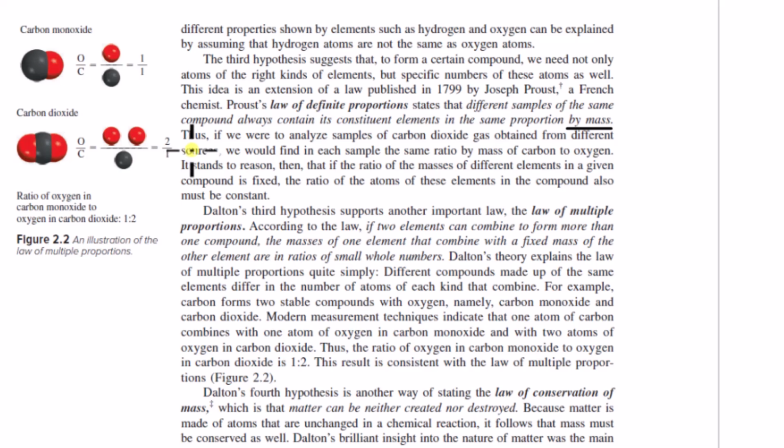Okay, so thus, if we were to analyze samples of carbon dioxide gas obtained from different sources, we would find in each sample the same ratio by mass of carbon to oxygen. It stands to reason then that if the ratio of the masses of different elements in a given compound is fixed, the ratio of the atoms of these elements in the compound also must be constant.